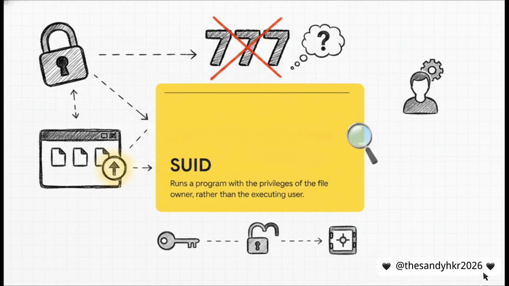Actually, if you find yourself reaching for 777, there's a good chance what you really need is an advanced special permission instead. Linux has some incredibly powerful tools up its sleeve, like SUID or set user ID. When you apply this to an executable file, the program runs with the privileges of the file's owner, not the user who's currently running it.